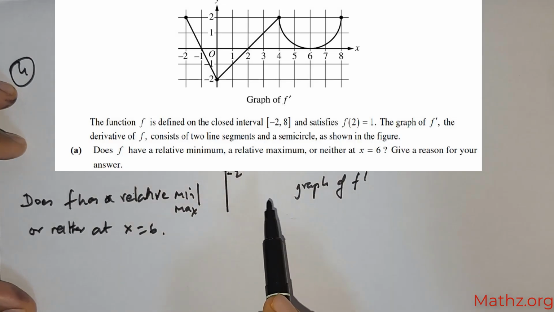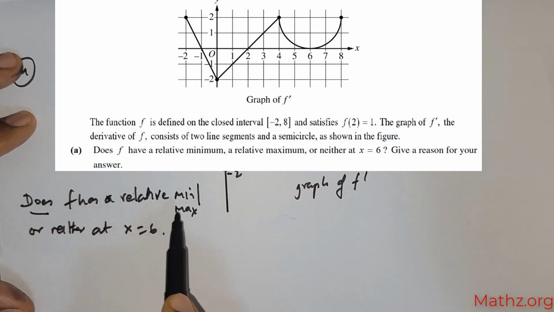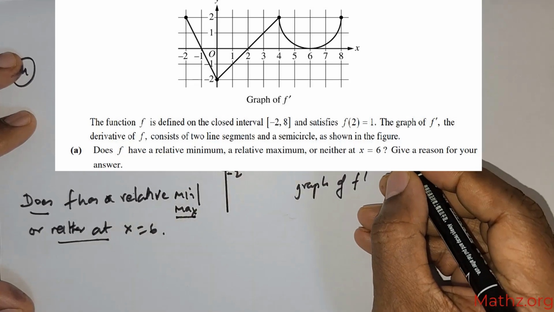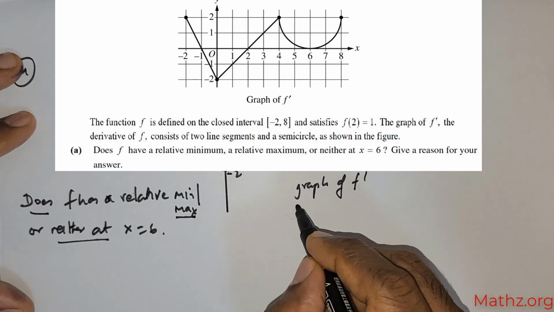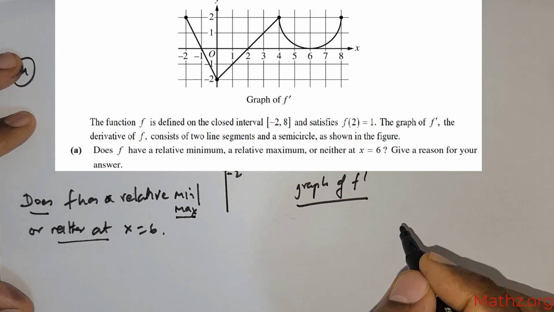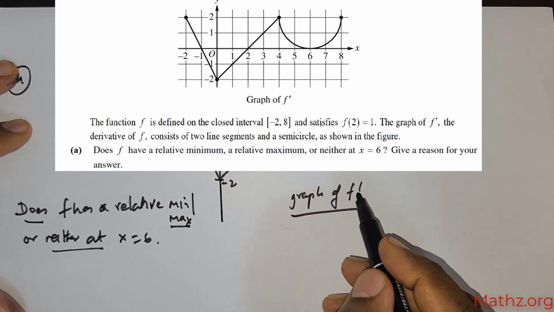Now this is question 4. We are expected to find if f has a relative minimum or a relative maximum or neither at x is equal to 6. So this is the point we are looking for. Now this is the graph of f dash. To answer this question, we have to find the signs of this function f dash.